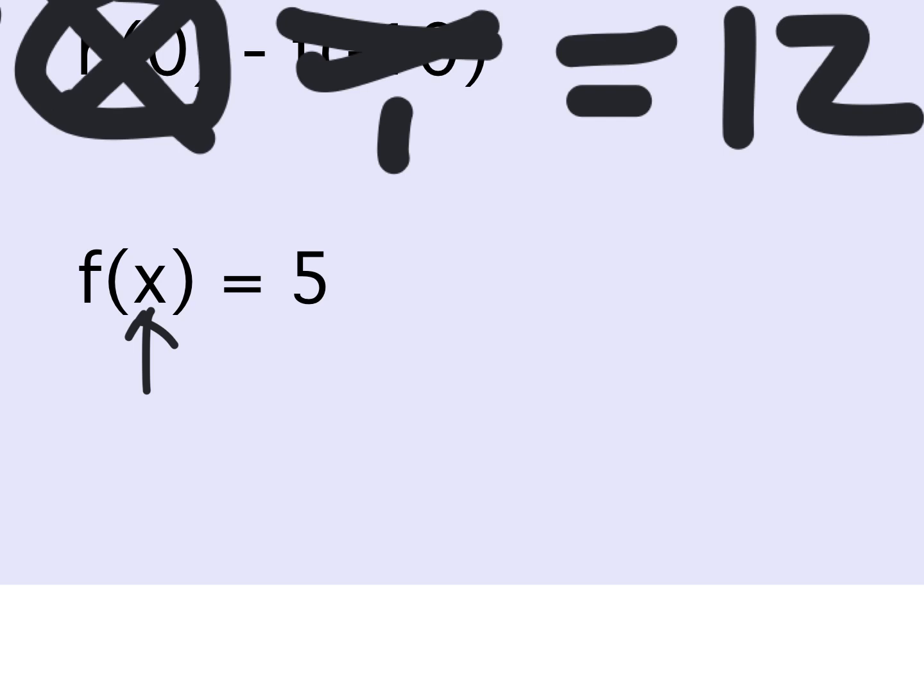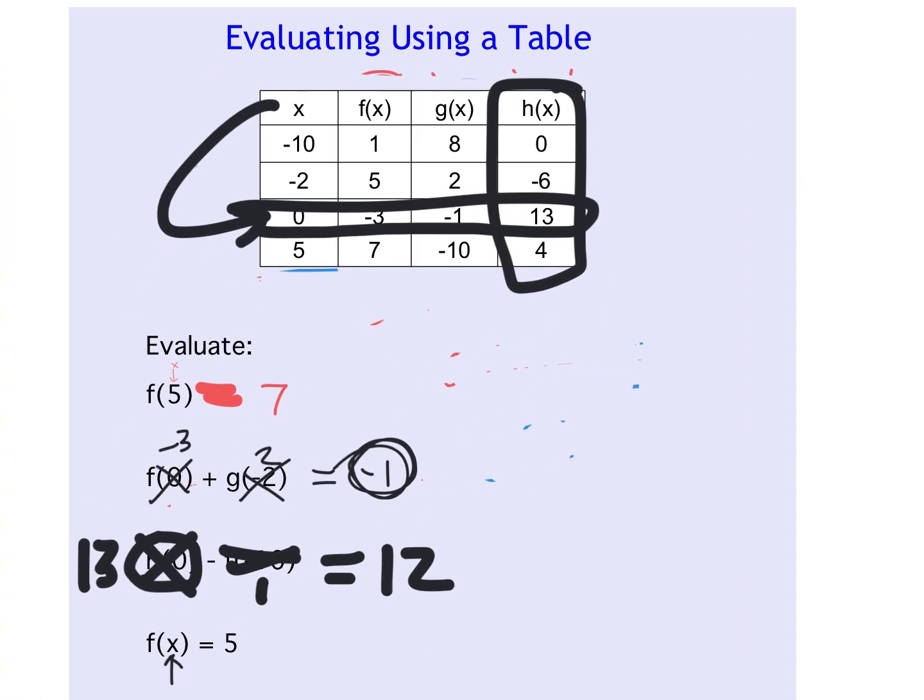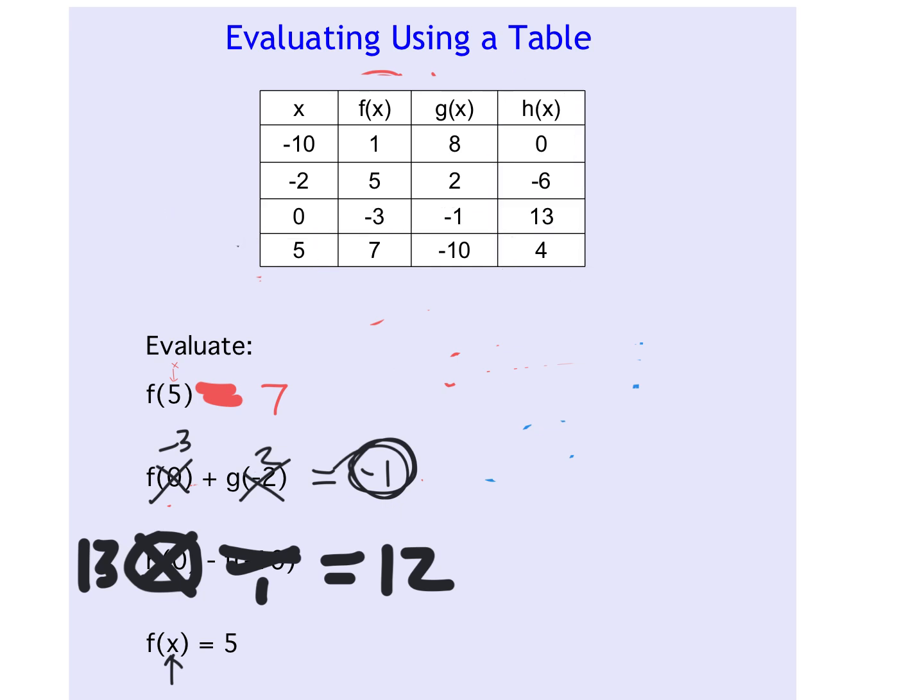This is the kind where you find f of x must be 5 somewhere. And f of x is 5 right there. But then where's the answer? Well, they didn't tell me x, so that's what they want. They want to know what is x? What is x equal to? So then you go over to the x column and you ask, which one of these would have been it? Negative 2.